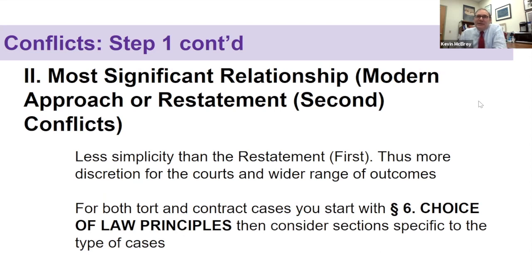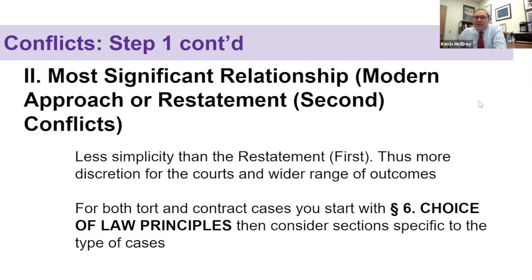Second restatement, and again, this is now in 40 states, or again, some approach much more defined with the second restatement than the first restatement. It's less simple than the first restatement. So the courts have more discretion and you get a wider range of outcomes. And frankly, you get some very bad decisions when you read a lot of decisions. And you get some good ones too. And then there are some where it's very arguable and it could go either way. Okay. Now, this works differently.